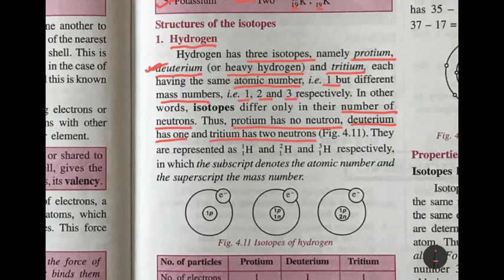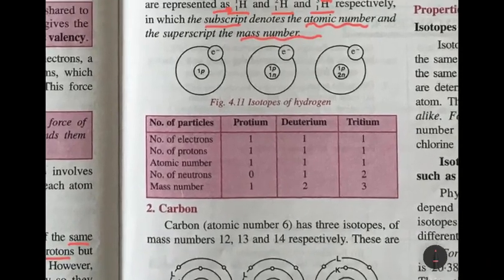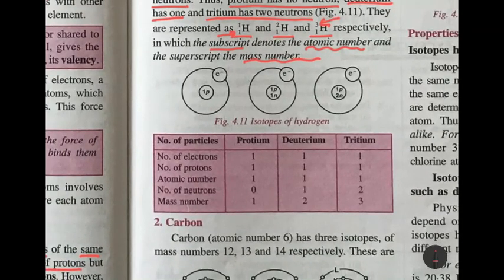They are represented respectively as shown. I already told you the subscript, which is below, denotes the atomic number, and the superscript, which is above, denotes the mass number. So add this to your assignment: you will draw the diagram of the isotopes of hydrogen.